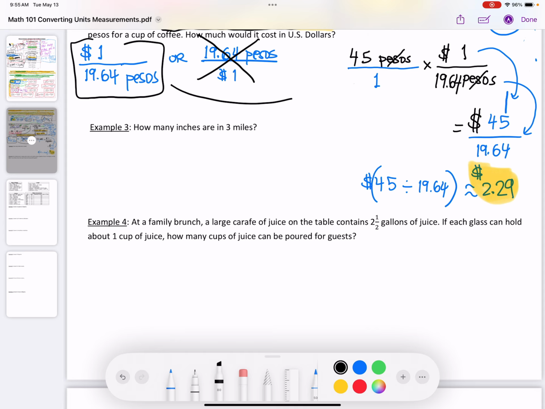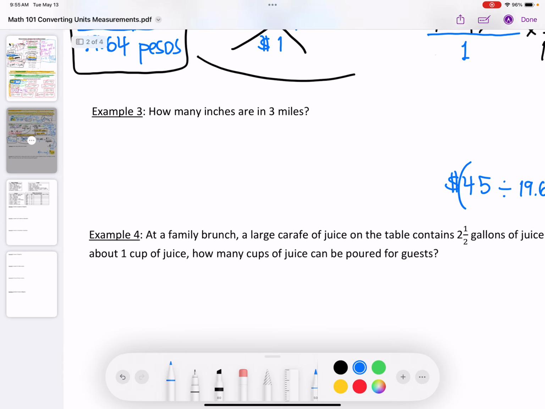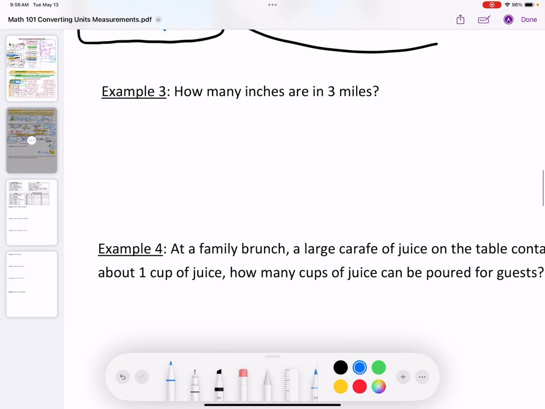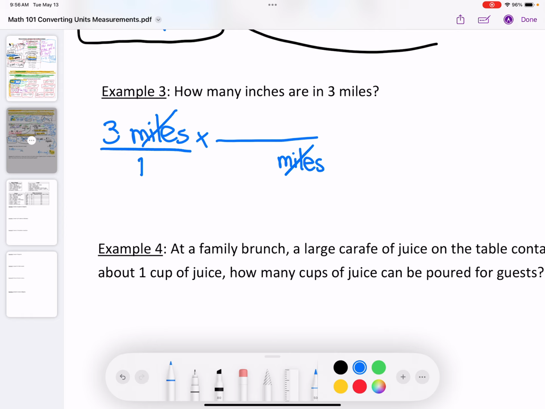How about we try the next one? Hopefully this is making sense. It's definitely the more you do, the better you get. So example 3: how many inches are in 3 miles? Okay, we're starting with 3 miles. I want to see a unit fraction with miles on the bottom because I want to make sure they cancel after I put this over 1. And I want to get closer to inches. That's where I want to end up.